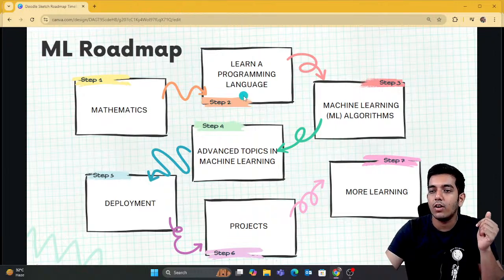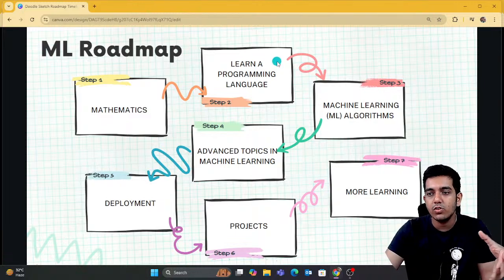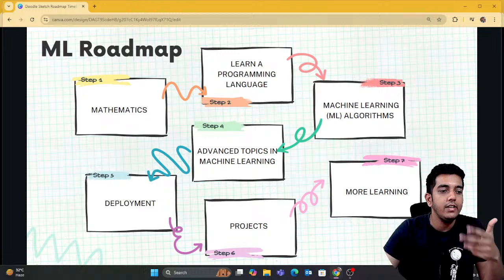Then you need to learn a programming language. We already know Python, or you can go for R language also, but we are going to use Python. Then you're going to learn about machine learning algorithms. There are different algorithms.